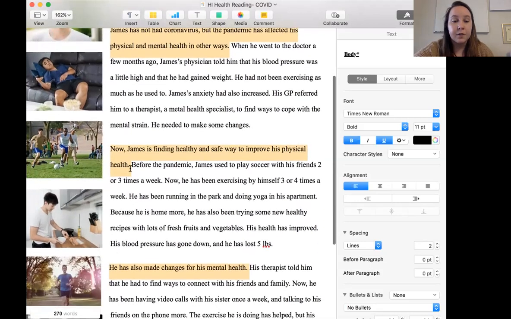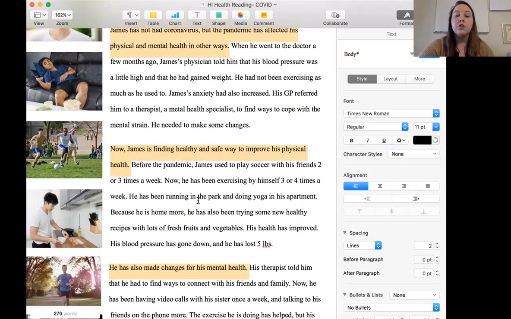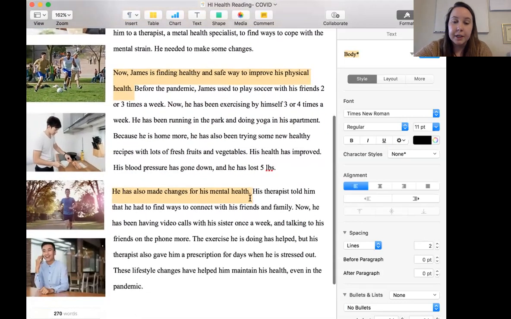The second paragraph, the topic sentence says, now James is finding healthy and safe ways to improve his physical health. So we know that the second paragraph is going to be talking about his physical health. It's going to be talking about what James is doing to improve or make his physical health better. And then the last paragraph, the topic sentence says, he has also made changes for his mental health. So we know that this last paragraph is going to be talking about his mental health and what he is doing to improve his mental health.